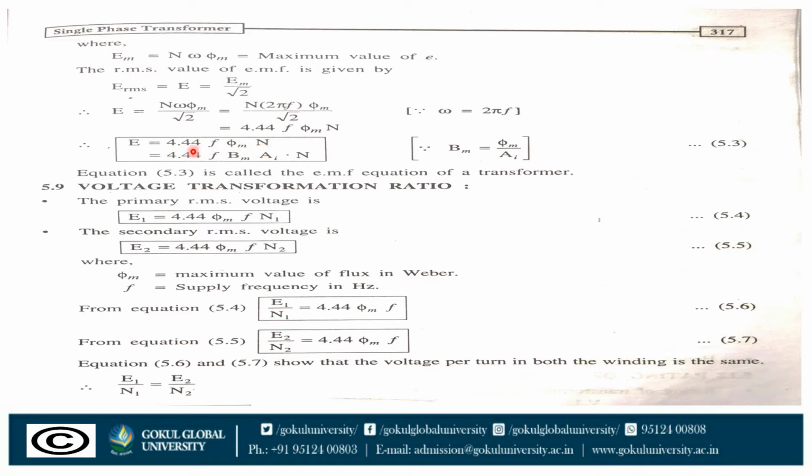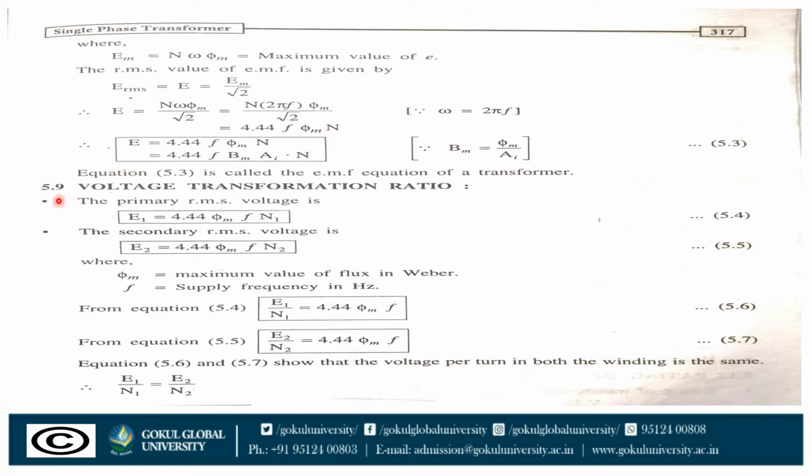Again, as the next step, we can write phi equals B into A. Flux density B equals phi by A, so we can put phi m equal to Bm into A, and this equation is called the EMF equation of the transformer.